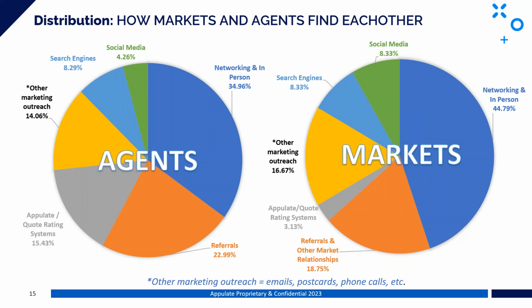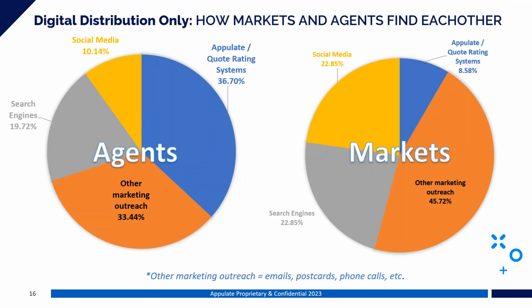So if we look at this slide here, I'm comparing two different surveys against each other. One that we conducted of the markets on the right, one of the agents on the left. And what we see consistent with both of these is that both networking and in-person conferences and trade show events, and referrals or direct relationships were the most important. Those were the most substantial here.